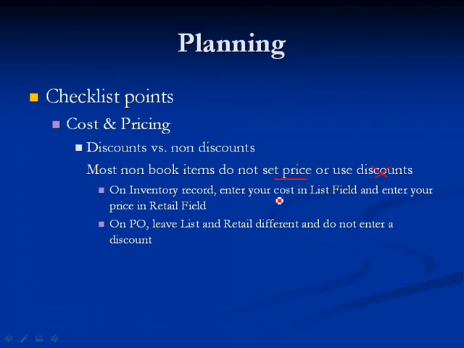Go ahead and enter your cost, this is what you know, your cost, in the list field, and then having determined what it is that you're selling it for, put your selling price in the retail field. When you get to the purchase order, remember to leave the list and retail as different, and do not use a discount. If you use a discount at this point in time, you will look as though you're making lots of money. But it's only going to be on paper. It's not going to reflect reality.